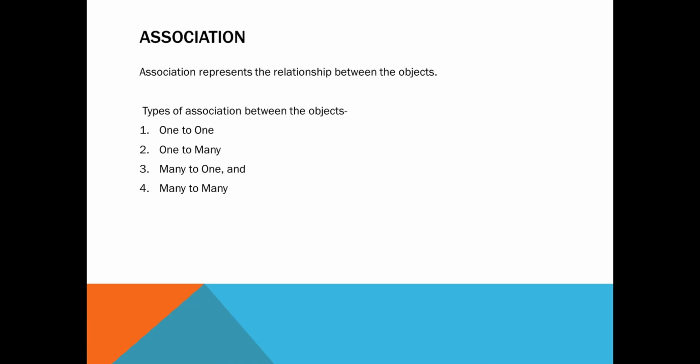Next topic is association. Association represents the relationship between objects. There can be four types of association between objects: one to one, one to many, many to one, and many to many.